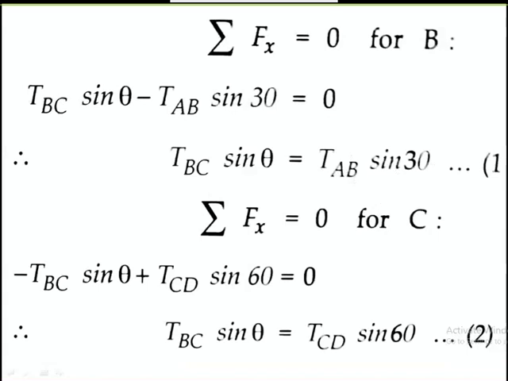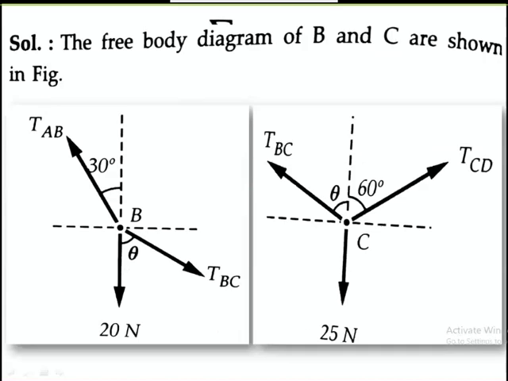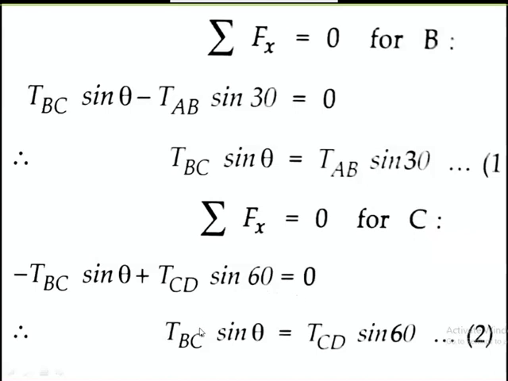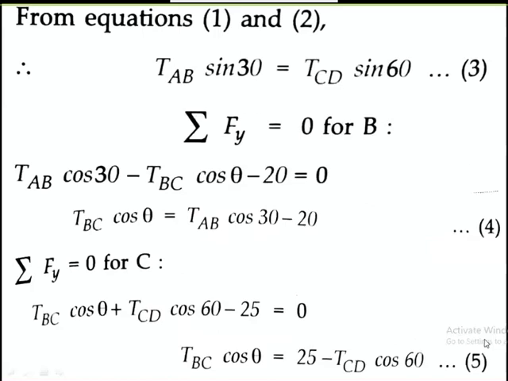Next, I'll use summation of Fx equal to 0 for the joint C. That is TCD sine 60 minus TBC sine theta equal to 0. So TBC sine theta is equal to TCD sine 60. I'll call this equation 2. So from equations 1 and 2, we get TAB sine 30 is equal to TCD sine 60. I'll call this equation 3.